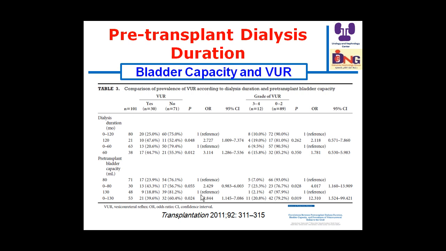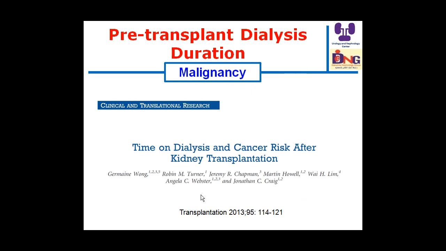So the more prolonged the dialysis duration, the lower the capacity of the bladder. Yes, the bladder will regain its capacity, but with the expense of vesico-ureteric reflux. So if we transplant on a very small bladder, there is increasing risk of vesico-ureteric reflux that may affect the outcome of transplantation. So here I addressed the issue of dialysis duration and the survival, then the bladder issues, and now I'm going to shift to malignancy.